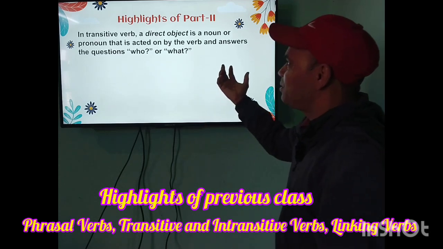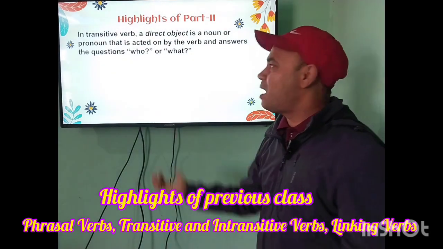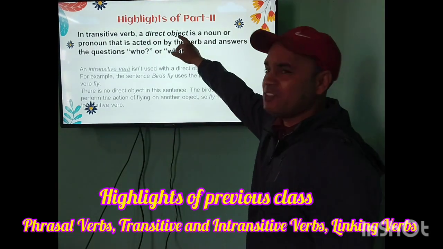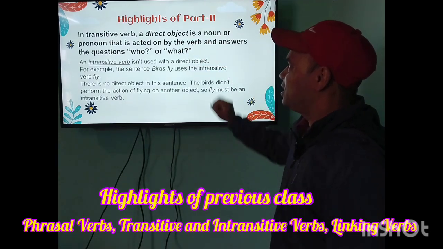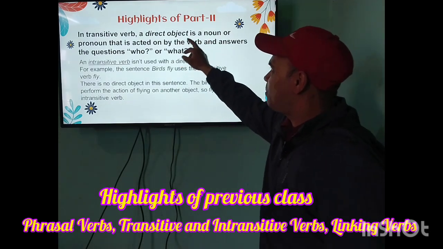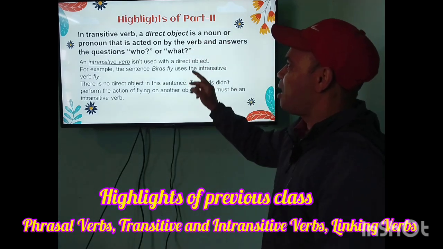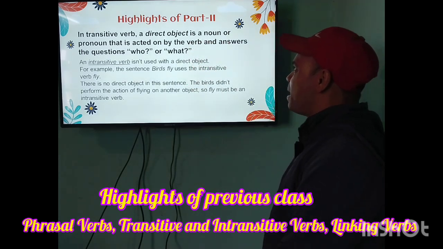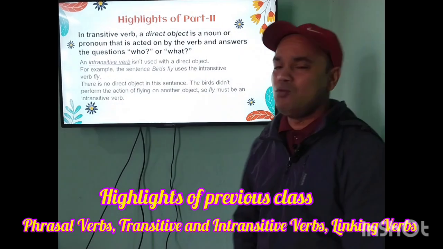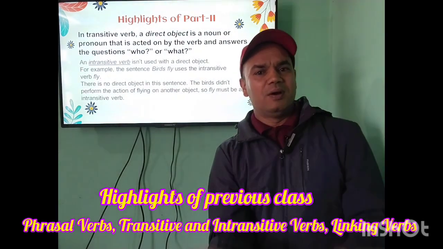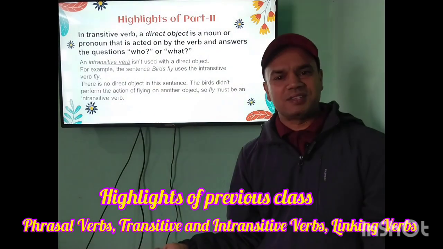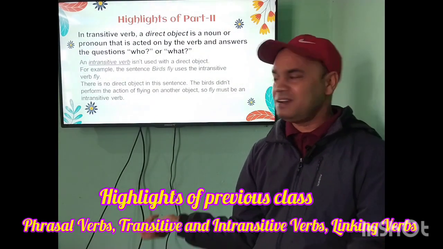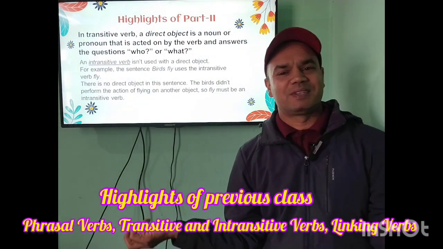Now we discussed in the previous class about the intransitive verb. Sorry, about the direct object: it is a noun or pronoun that is acted on by the verb and answers the questions who or what. With a transitive verb, the questions who and what can be answered very easily because there is a direct object. Understand? So we learned about that in the previous class.